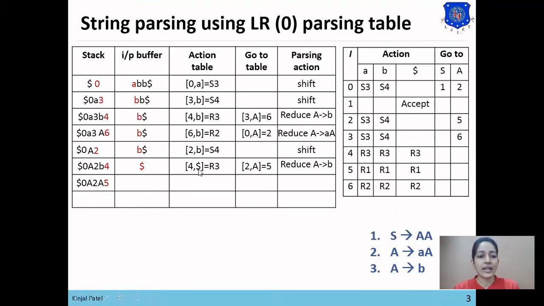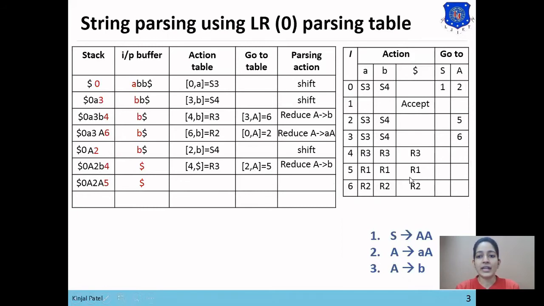As 4 on dollar has value R3, so we have performed reduce action, and R3 has production A derives B. So we have reduced B by left hand side A. So B4 will be replaced by A. Now there should be some value with A. So we'll check for the 2 on A. So 2 on A has 5 value. So B4 will be replaced by A5. And there is dollar in input buffer. So now we'll check for the entry from 5 to dollar in parsing table.